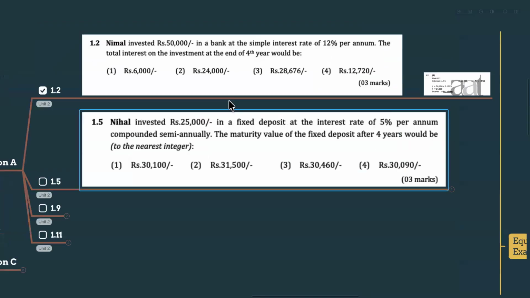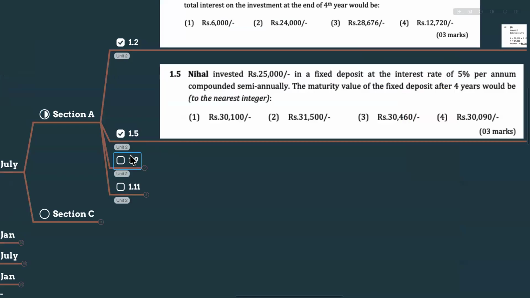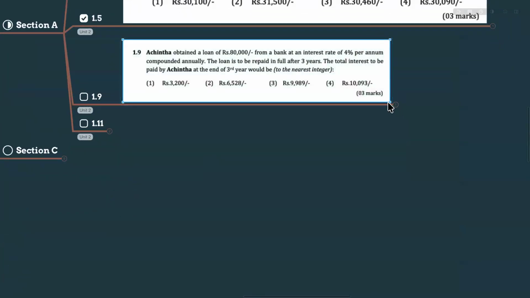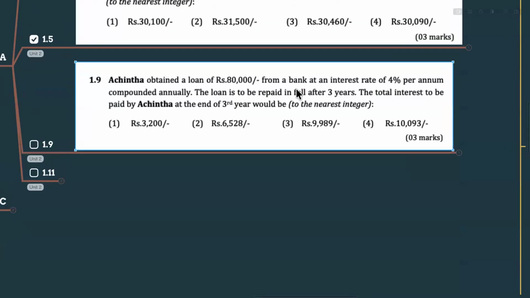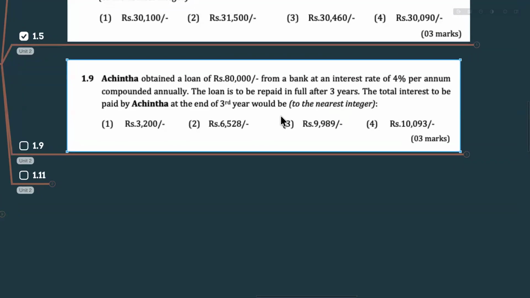Right. Now, let's move to 1.9. Achinta obtained a loan of rupees 80,000 from a bank at an interest rate of 4% per annum compounded annually. So this is also a compounding question, but annually, right? Every year. So if it is compounded annually, we have to keep our interest rate also on an annual basis. The loan is to be repaid in full after 3 years. The total interest to be paid by Achinta at the end of the third year would be, to the nearest integer, what's your answer?